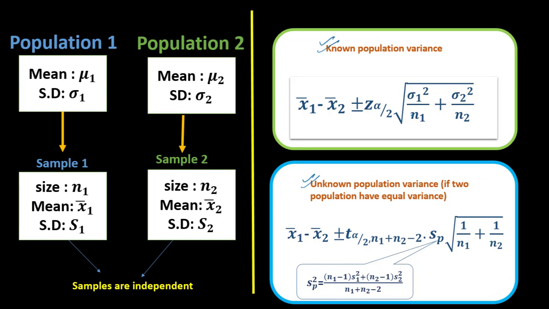In the left part, as you can see, we have collected a sample of size n1, mean x1 bar and standard deviation s1 from population 1, which has mean mu1 and standard deviation sigma 1. Similarly, we have collected a second sample from the second population. The assumption here is that the samples are independent, that is, the outcome of one sample does not affect the probability of selecting the second sample. So we will try to derive the result of this confidence interval.